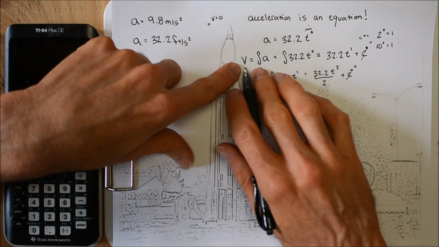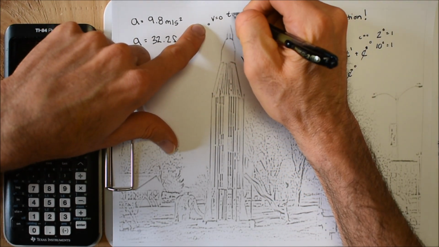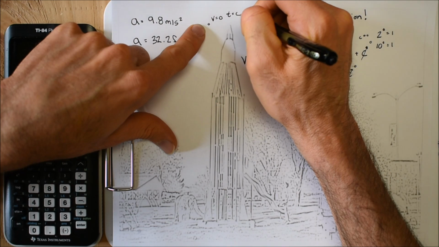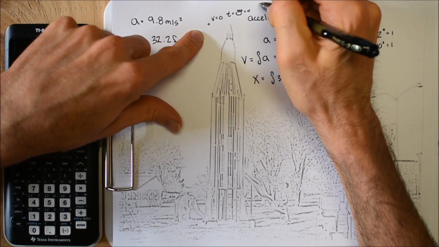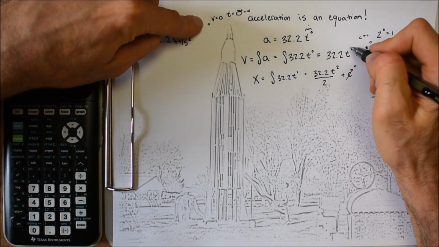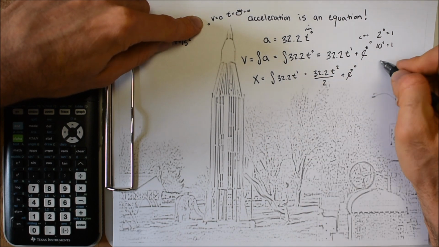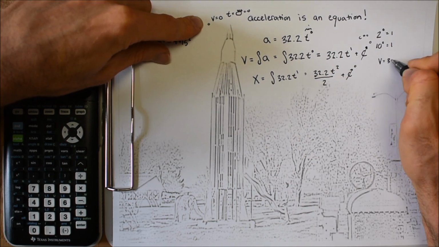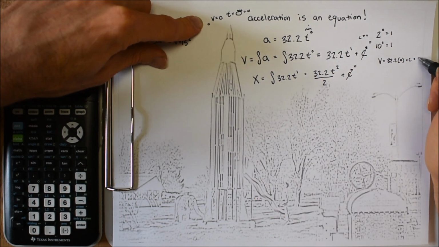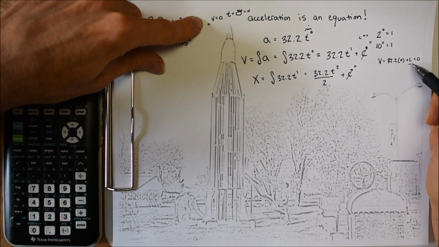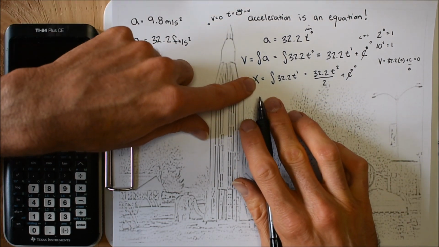So if velocity is 0, check this out. We're saying this is time, we're hitting the stopwatch, right there. That's 0. So when time is 0, velocity is equal to 32.2 times 0 plus c, but the velocity is 0. What's c? That's 0 too. That's 0, baby.